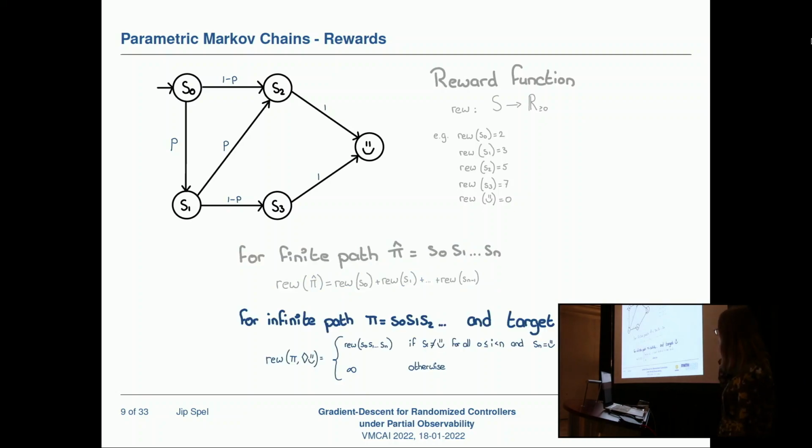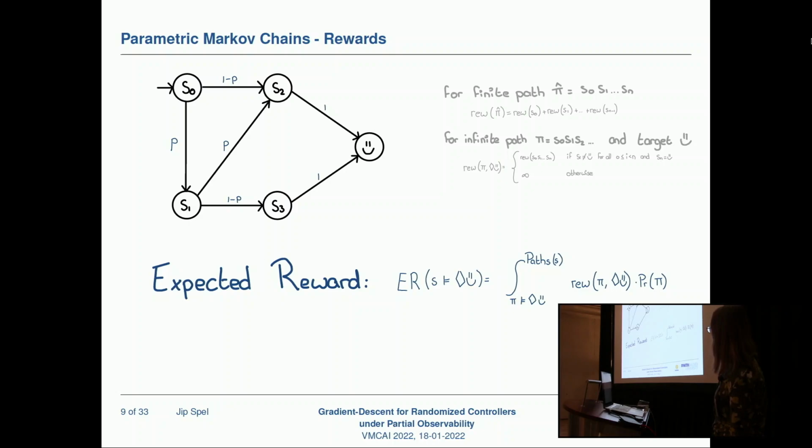For an infinite path, we can also define the reward. We need to define the target here. If we eventually visit the target, then the reward is the finite part of this path. And if we do not eventually visit our happy state, then the reward will be infinite.